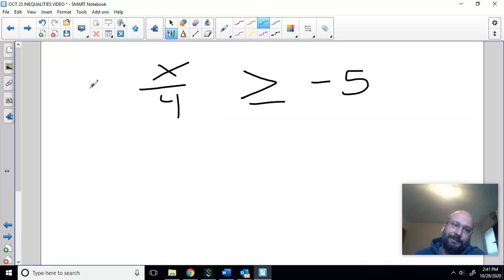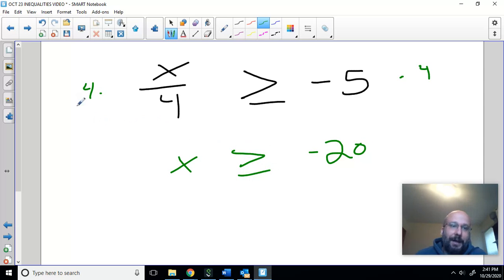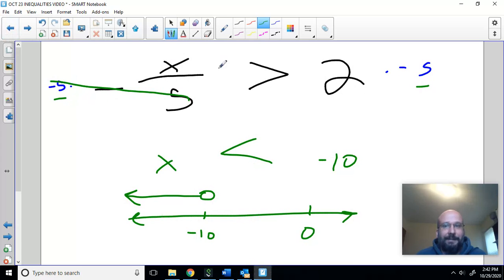I'm going to multiply both sides by 4, right? Bottom number of a fraction, multiply. That gives me x, and that gives me -20. I multiply by +4, so I don't have to change the sign. You only flip the sign if we go back. I multiply by a -5. You only flip the sign if you multiply by a negative or divide by a negative.